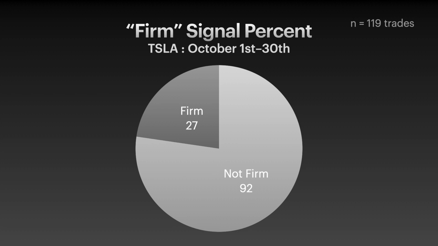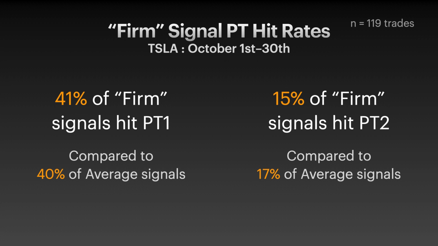I analyzed this data in the same way I did with the SPY. Firm signals ended up hitting profit target 1 41% of the time and went on to hit profit target 2 15% of the time. Compared to the average signal hitting profit target 1 40% of the time and going on to hit profit target 2 17% of the time, we see that the firm signals did not seem to affect hitting profit target 1 or 2.